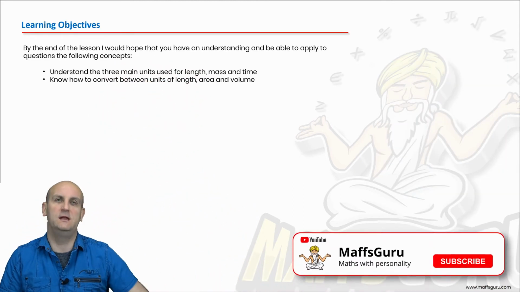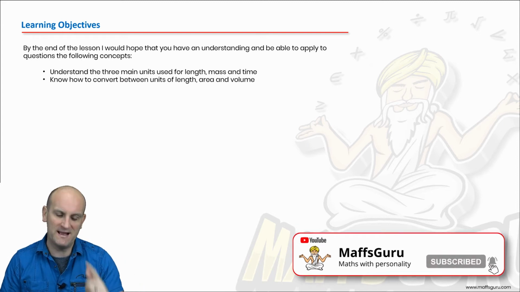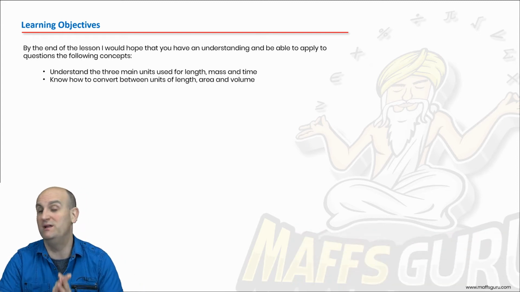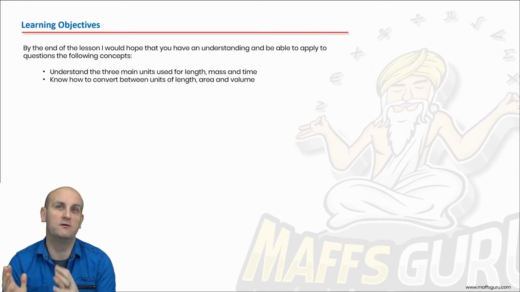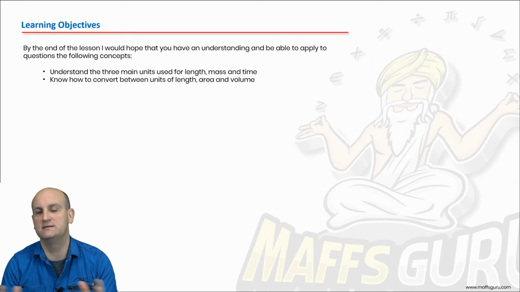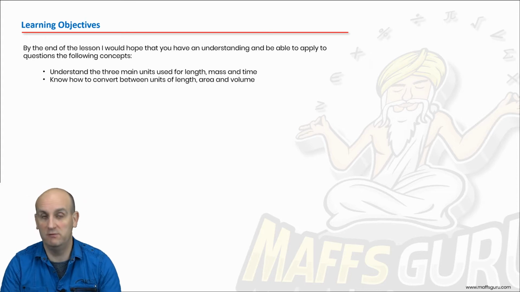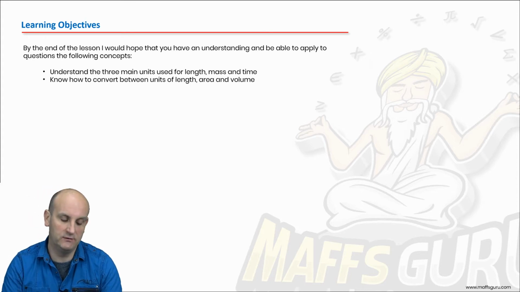Learning objectives. Know what the main units are for length, mass, and time. These are really important, and believe it or not, we use them all the time, probably without even thinking about it. And later on, there are going to be videos on speed and distance and time that are going to be really funky, but it's quite important you understand how to do this.